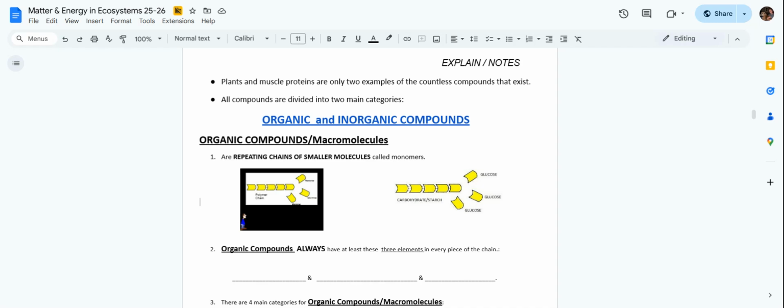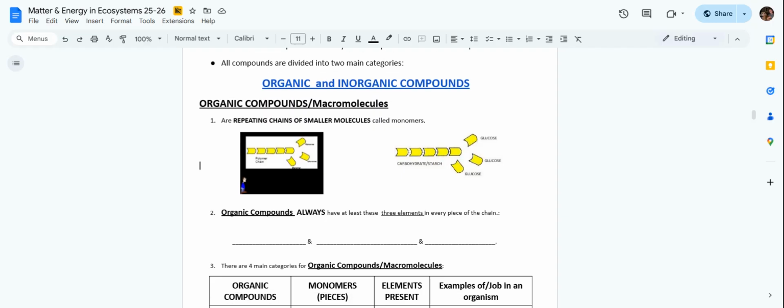Okay, so on this note sheet, again, we're going to talk about how different compounds are divided into two main categories, organic and inorganic. One of the ways to remember organic compounds that I learned a long time ago from a student teacher was to call them CHO compounds. And this CHO reminds me of two things.